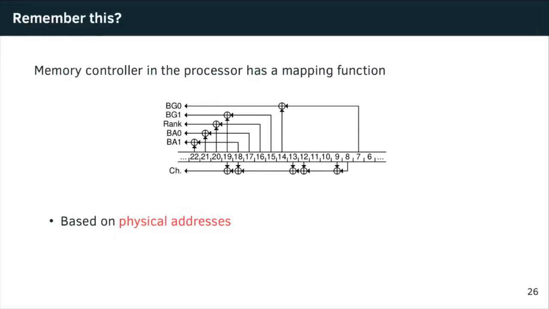And the problem is we don't know this mapping function. So this is not documented. This is a secret. Intel keeps it secret. They don't want anyone to know this mapping function. But we are really interested in this mapping function.